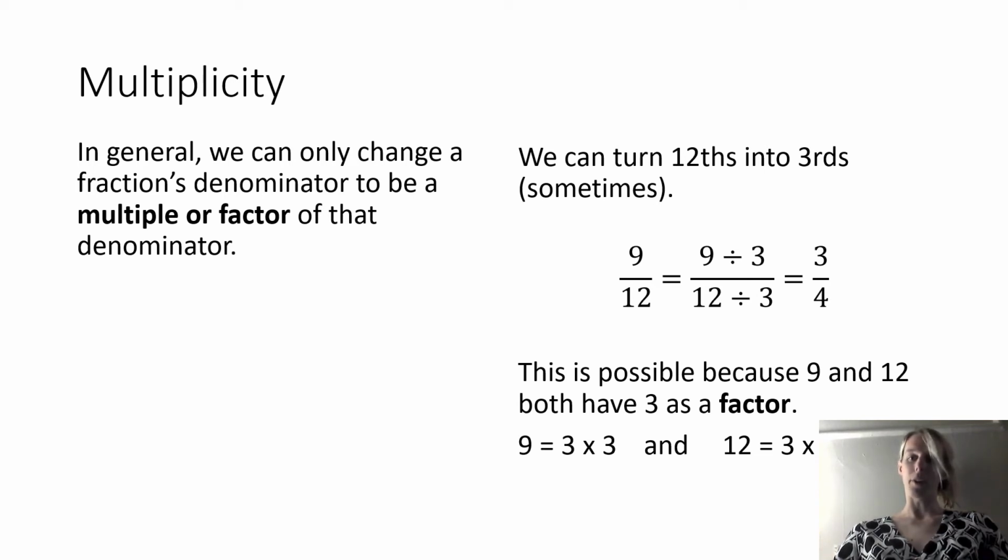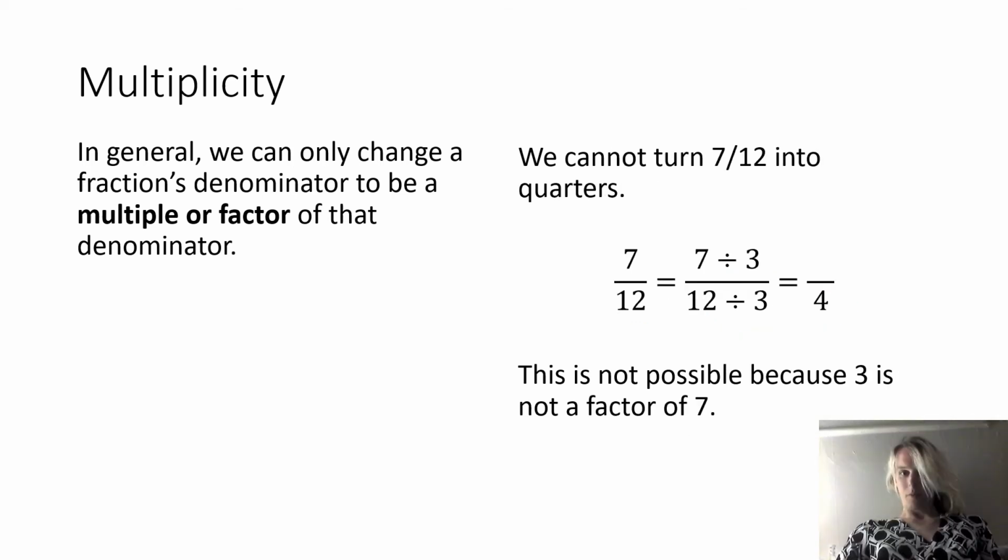With 9/12, we are able to turn twelfths into quarters in this case. Divide top and bottom by the same number, what do you get? You get 3/4. So it was possible to turn this fraction in terms of twelfths, 9/12, into quarters, because top and bottom were both divisible by 3, and 3 is the number you need to divide by to get from 12 to 4.